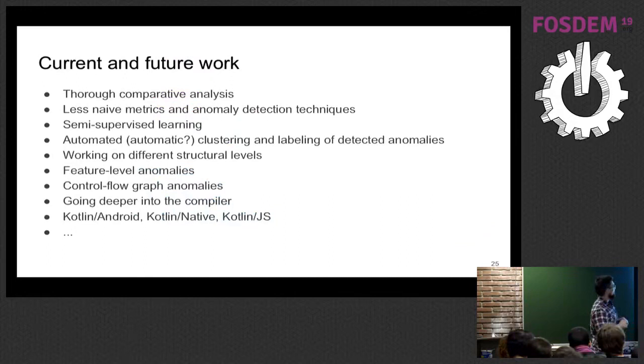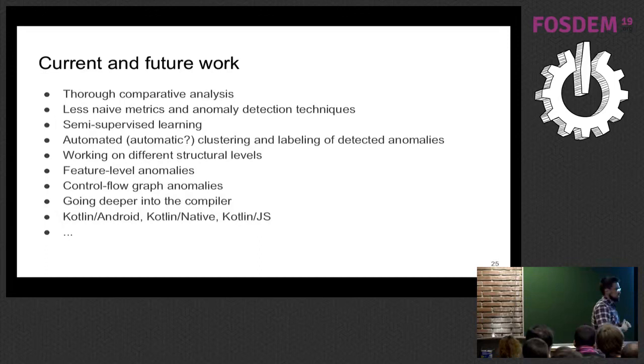So these were our initial experiments. Now we are trying different algorithms for anomaly detection, different code representations. Now we have some labeled data, and we are finally free to use semi-supervised learning, like active learning or some other fancy stuff. A lot of our pipeline is still made by hand, for example, clustering and labeling of these obtained anomalies, which should definitely be automated.